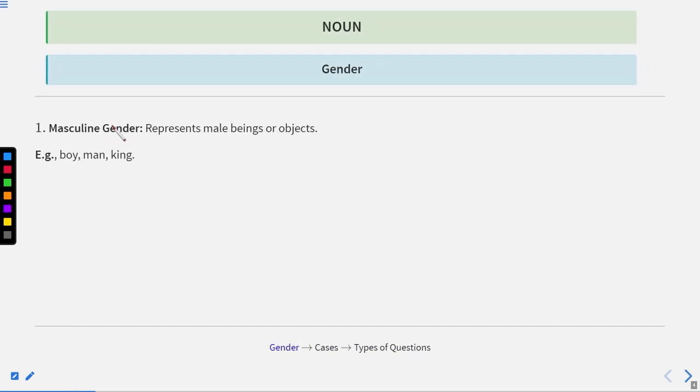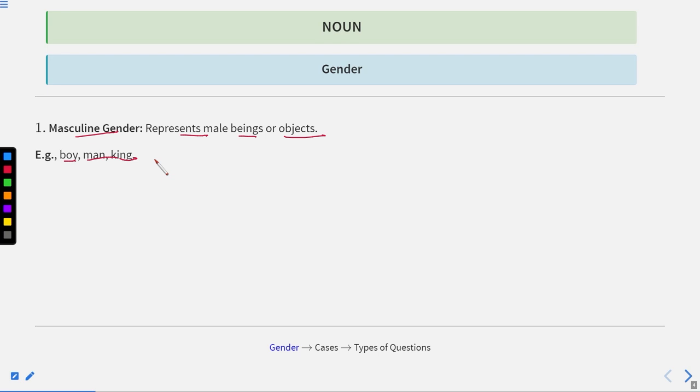Now let us see. First of all, we have masculine gender, which represents male beings or objects. Why I have written objects over here is another case that we will be discussing later on. But masculine gender represents male beings. It means when we talk about male members, for example, any boy, any man, or if I say king, of course, I know well that I'm referring to a male member. If I say actor, obviously I'm referring to a male member. So there are various words. If I take that name, we know well that we are talking about a male member. So when we talk about boy, man, king, these are the examples of masculine gender.